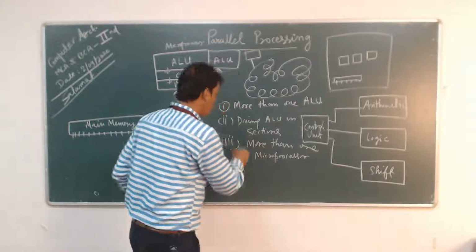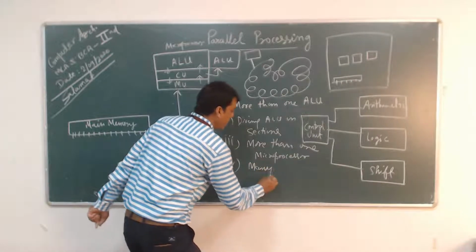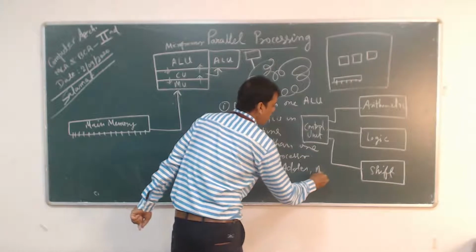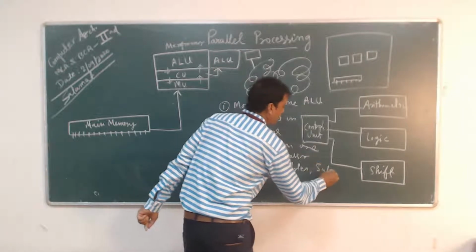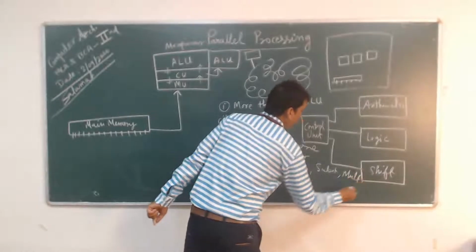So what is the fourth possibility? Many adders, subtractors, multipliers, etc.